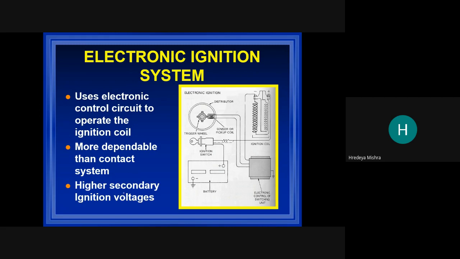Higher secondary ignition voltage. See here, only the diagram is changed. Means only the distribution point is changed, all the change is here. We can connect the electronic control unit or electronic switching unit to operate the ignition.